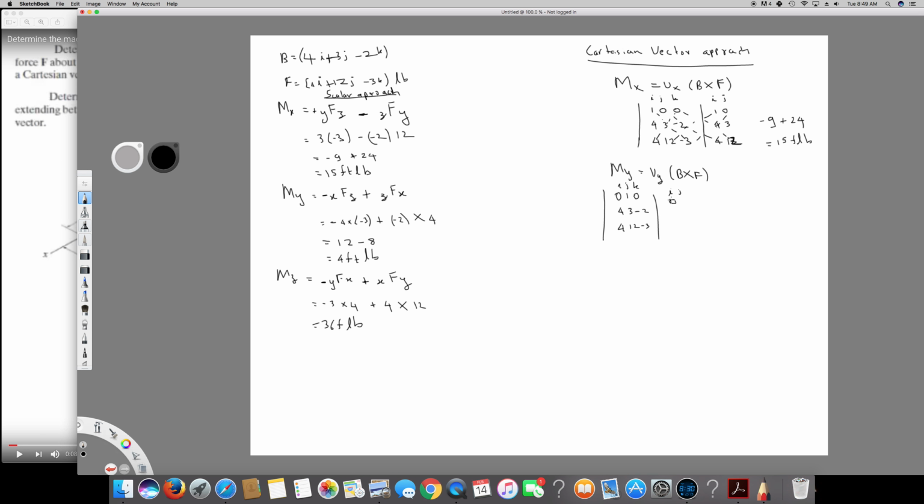So it's 0 1 0 1, and here it's 4 3 4 12. Let's see what happens if we cross. So I have to cross this one first, this one first, this one, and then starting from here, this one and this one.